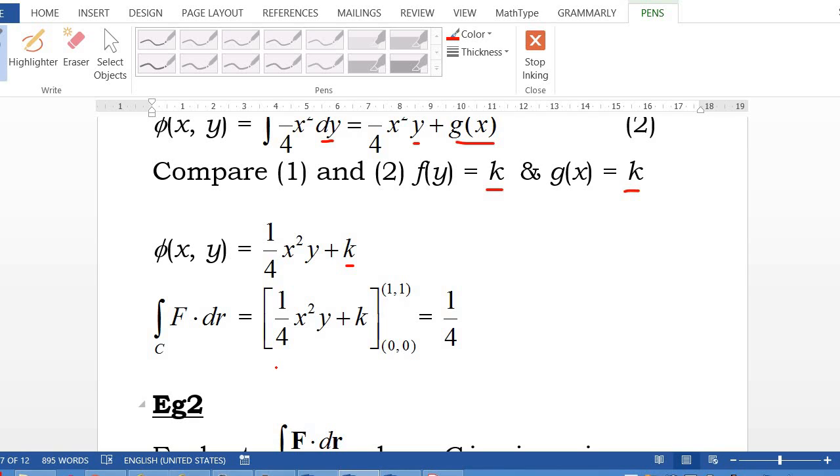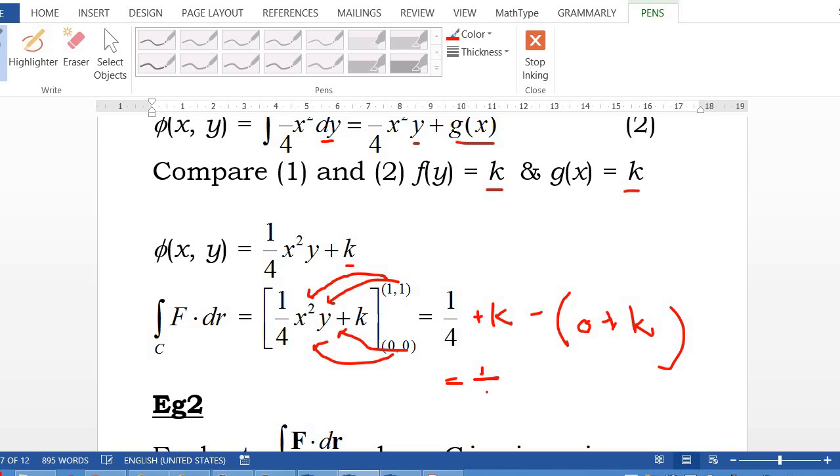Hence, your line integral of f dot dr, you can use a potential function. The lower limit is your starting point, the upper limit is the ending point, and then you evaluate it like you evaluate the integral. Plug in x is 1, y is 1, so you get 1 fourth, but you plug in 0, because you have actually 1 fourth times k minus 0 plus k. That's why the answer is 1 fourth.